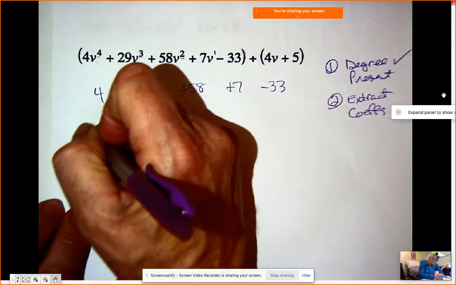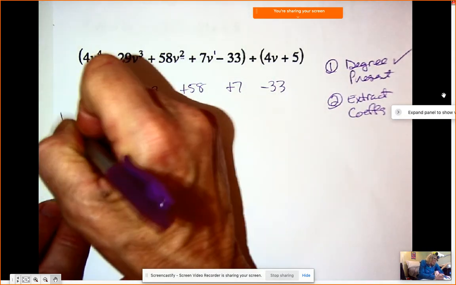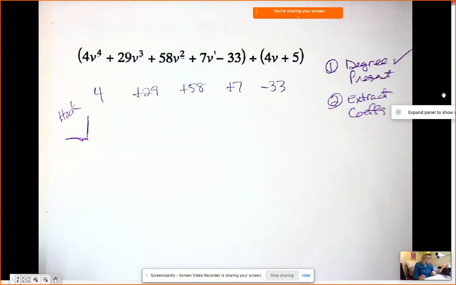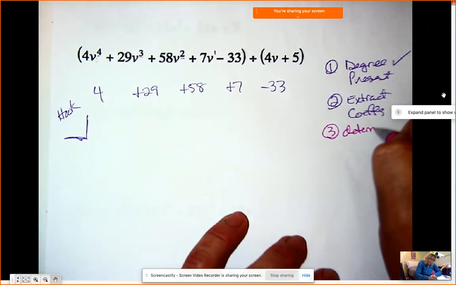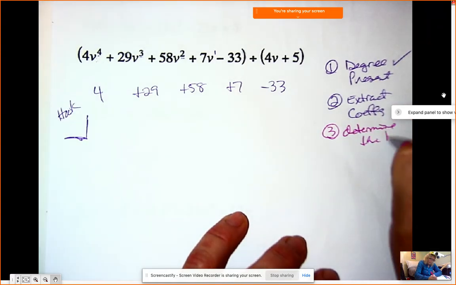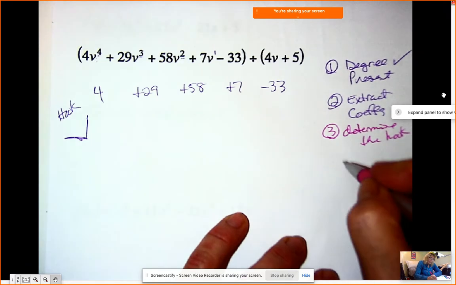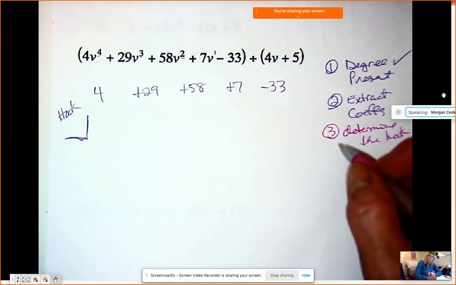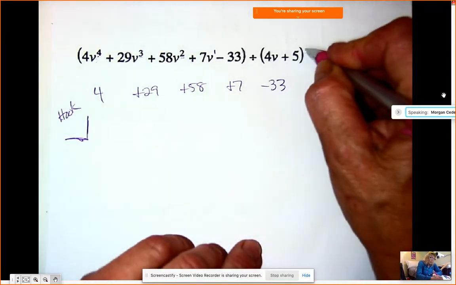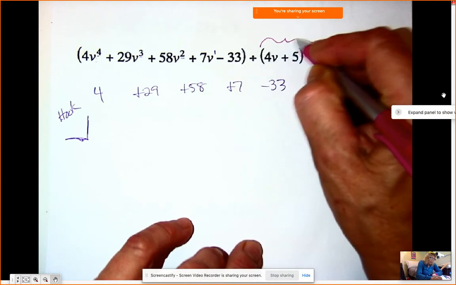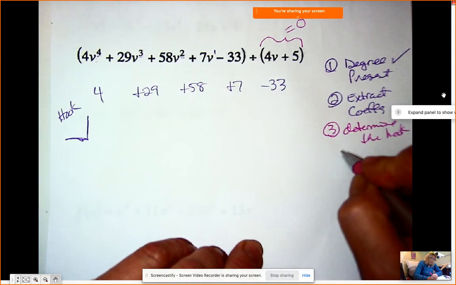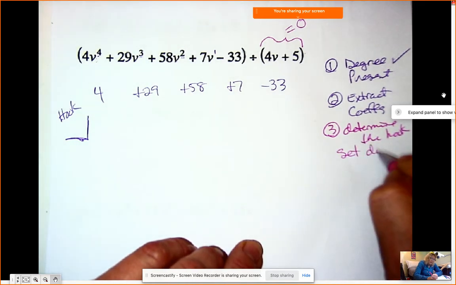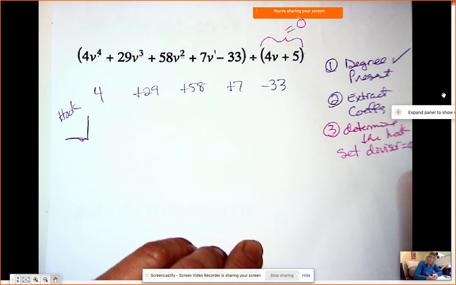Okay, here's the tricky one. What is going in the hook? Who's going to impress me? What goes in that hook? You have to multiply the 4 by 5. I mean, wait. Why don't we do this? Remember, we're trying to figure out what makes this equal 0, right? So we're going to set the divisor equal to 0 and solve.